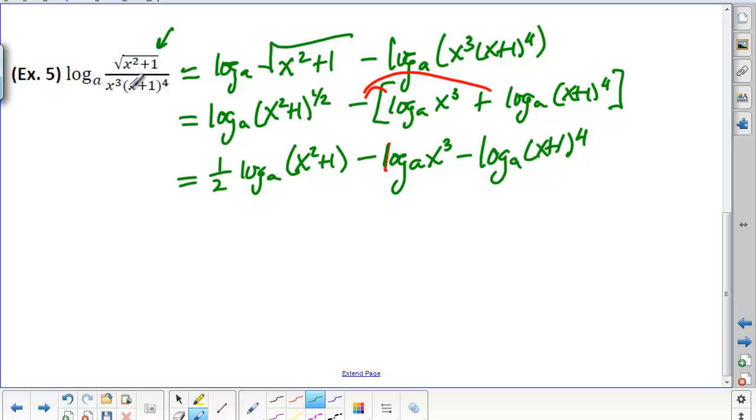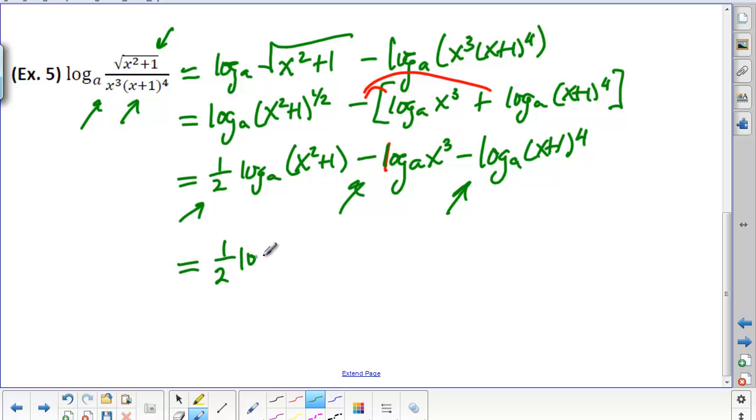The pieces that start in the numerator will be positive when you get to the end. The pieces that are in the denominator will typically be negative when you get to the end. And that's not 100%, but that's a good rule of thumb to remember. Most of the time that's the way it's going to work out.